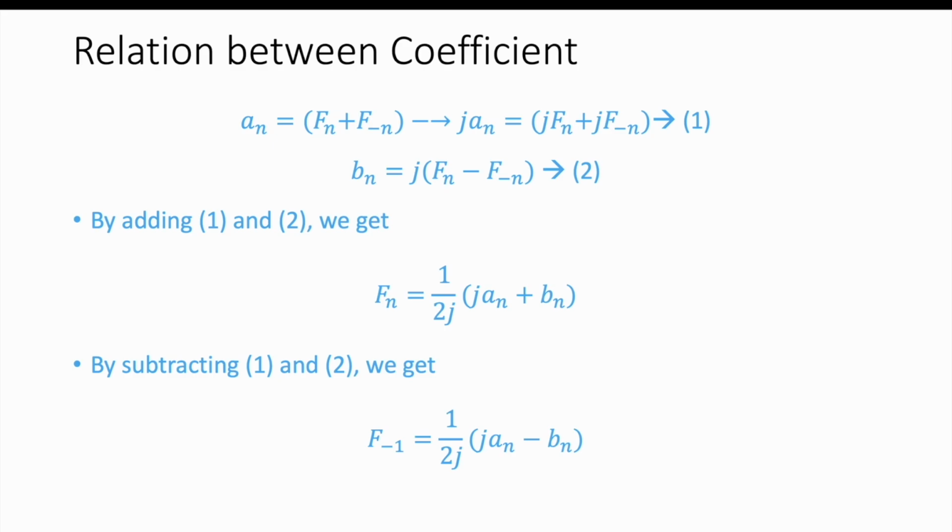If you add equations 1 and 2, then you can say that F of n is equal to 1 over 2j times j a n plus b n. And if you subtract equation 2 from 1, then you can say F of minus n is equal to 1 over 2j times j a n minus b n. So you end up with the relationship between the coefficients of the trigonometric Fourier series and the exponential Fourier series. You can use these relationships to move from one series to another. These are very important relationships in order to relate the trigonometric Fourier series and the exponential Fourier series.